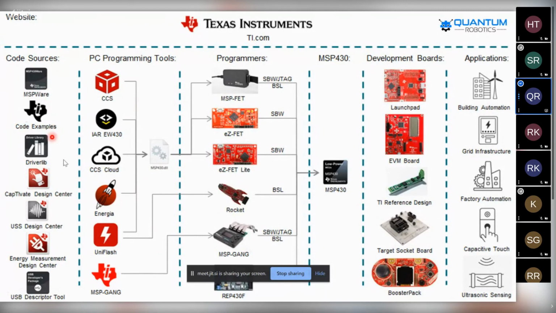Whatever the programming tools are, that means programming software: CCS, IAR EW430, we can use this also, and CCS Cloud also we can use, and Energia. Energia is here, and UniFlash is here, and MSP-GANG. This is here. Whatever data set we are doing and compiling by writing the code, we have to insert that by the packaging method into these particular devices.